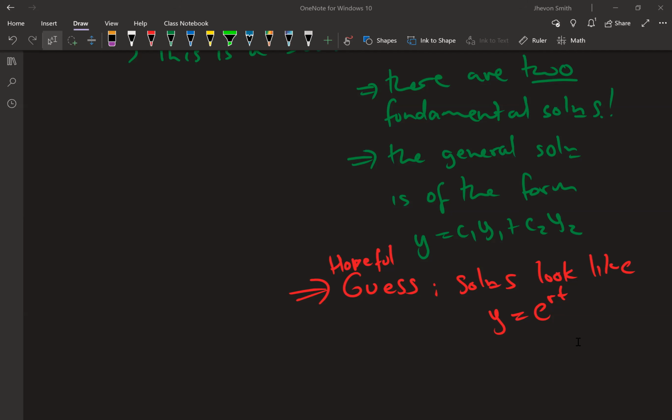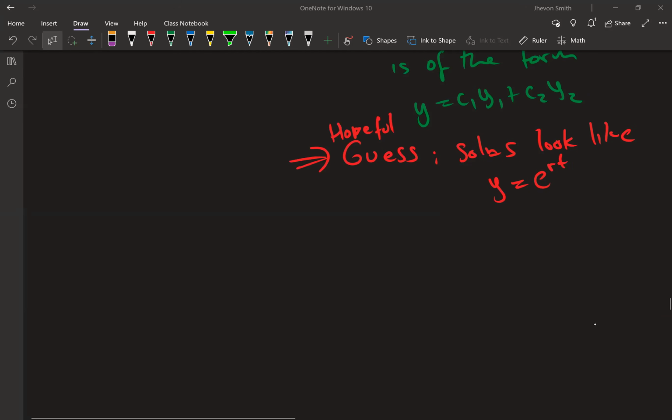And you know what? I can guess. And it's fine. Because if I get this to work out, then it's actually going to be the solution. Once I can find two guys, it doesn't matter how. So here, this leads to the characteristic equation, and that leads to the first line in my solution.